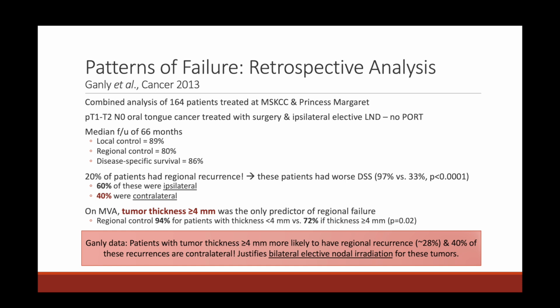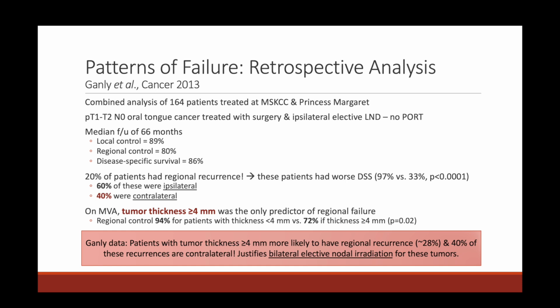20% of patients that were treated for T1 to T2 oral tongue cancers with surgery and ipsilateral elective neck dissection, so they had the full elective lymph node dissection, ended up having a regional recurrence. And when that recurrence happened, 40% of the time, the recurrences were contralateral. So that is very important for us to keep in mind when we're thinking about where to give the radiation. We probably should be thinking about when to treat the contralateral neck.